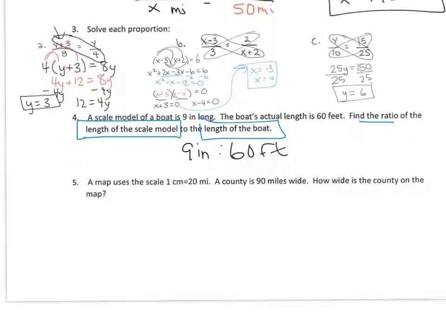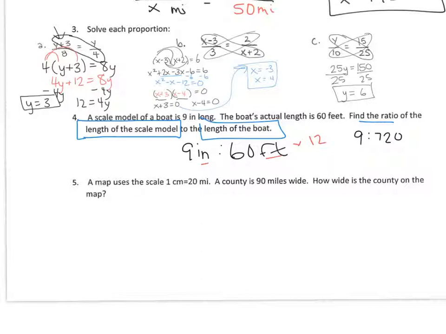Again, we need to make sure that these two are the same units, and they're not. So the easiest thing you can do is convert. I don't want to divide 9 by 12. I'm going to multiply 60 by 12. So 60 times 12 is 720, because 6 times 12 is 72. So it's 9 to 720.